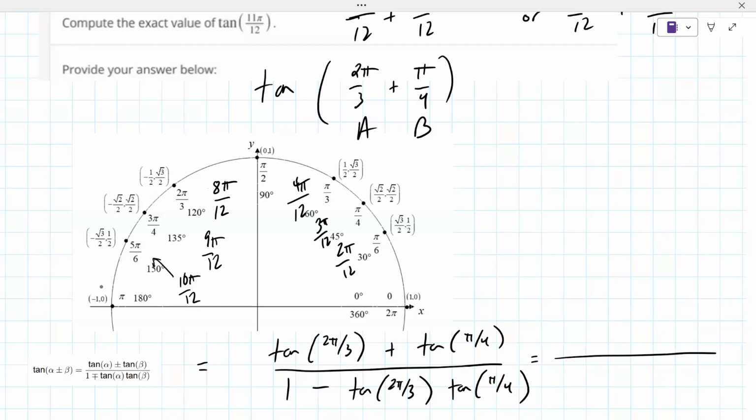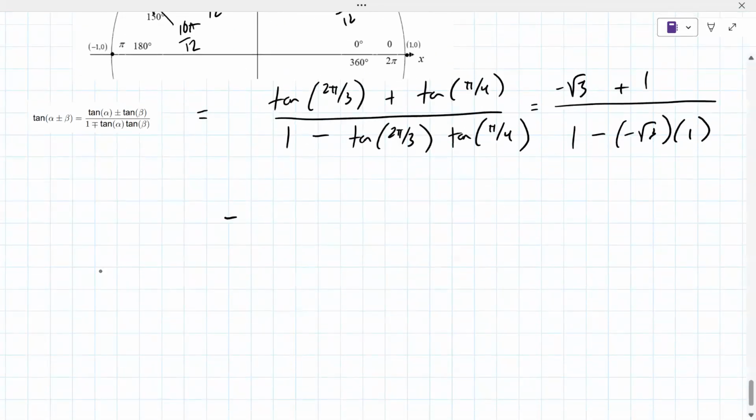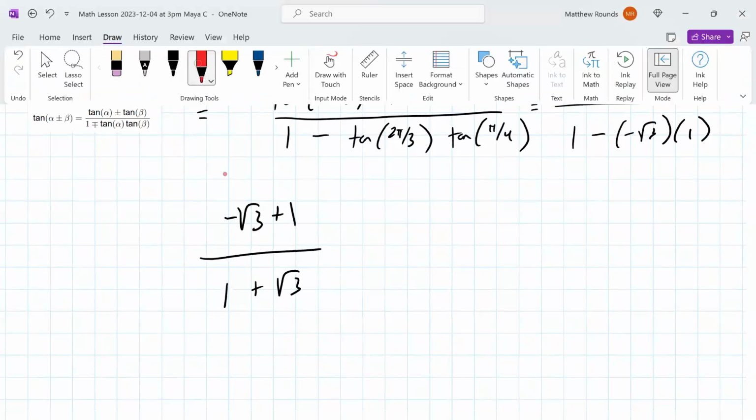Okay. And then from that point, it's just a matter of adding them and combining them. There's a whole lot of work, but it's not terrible. It ends up being negative square root of 3 plus 1 over 1 plus the square root of 3, which you end up having to rationalize.